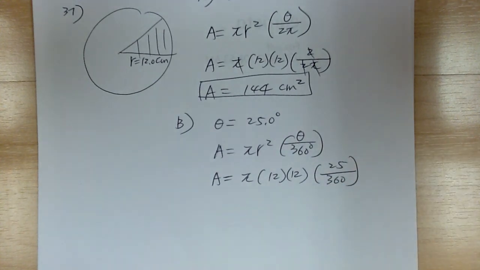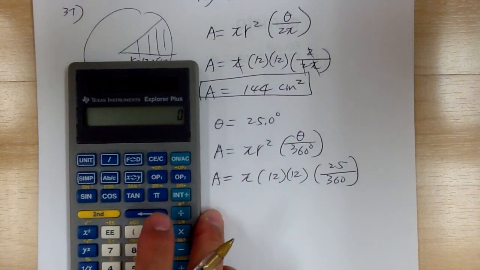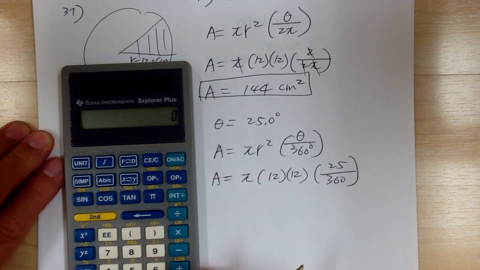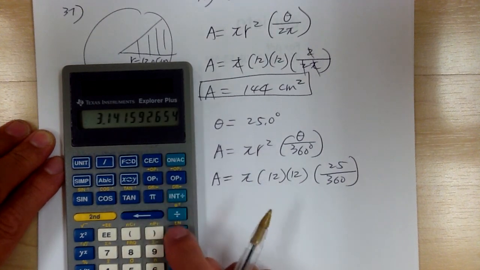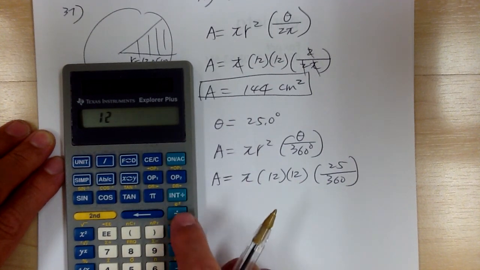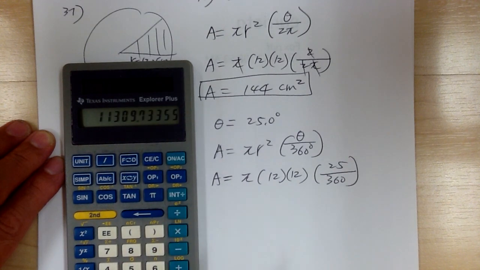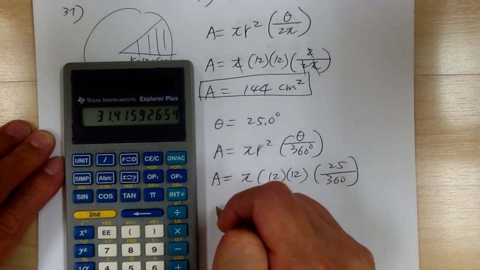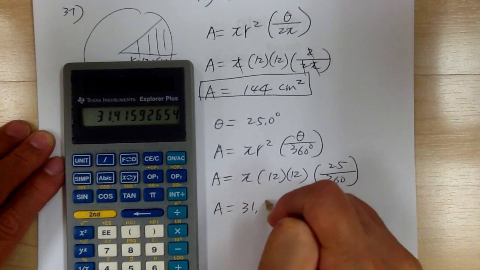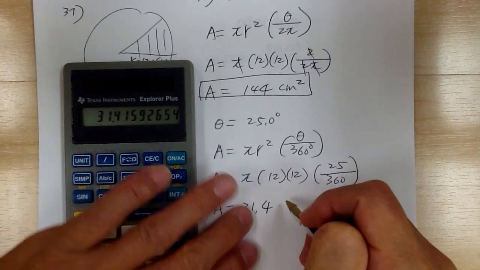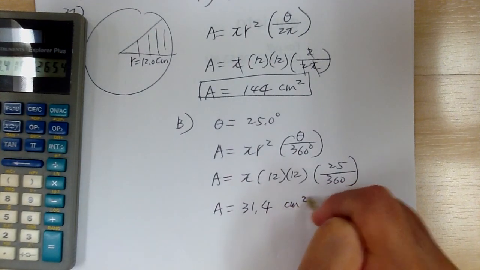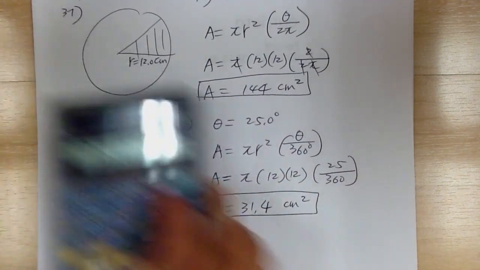So get a calculator. So pi times 12 times 12 times 25 divided by 360 equal, so area equal to 31.4 centimeter square. Okay.